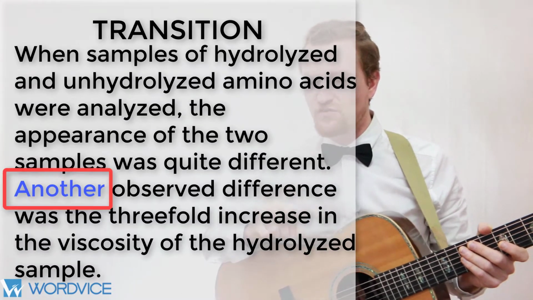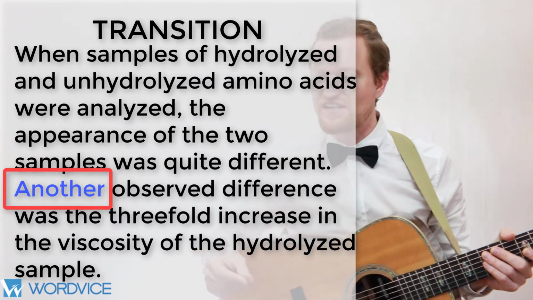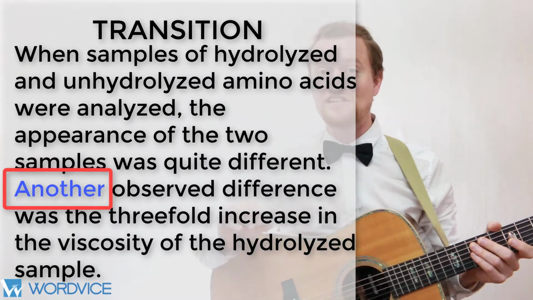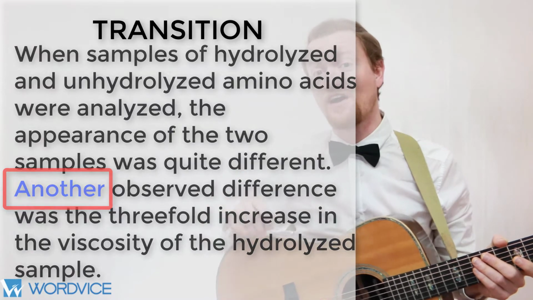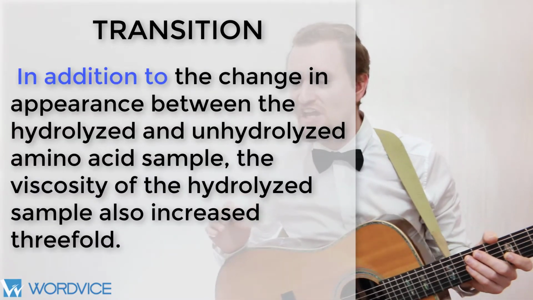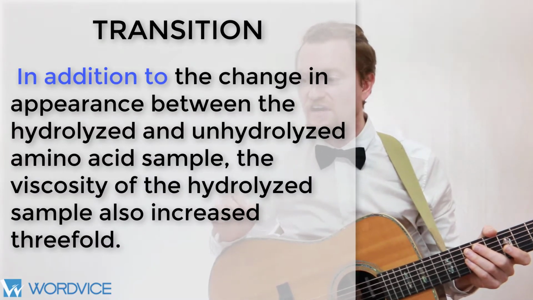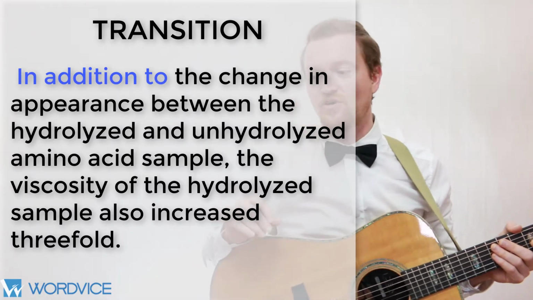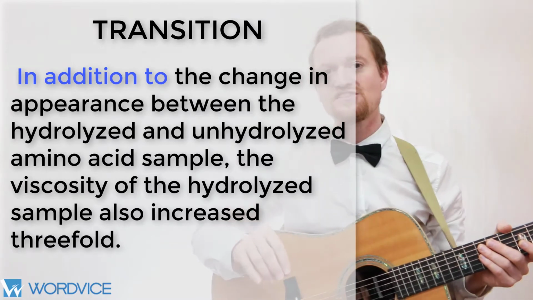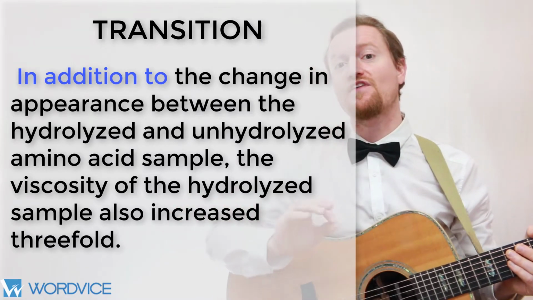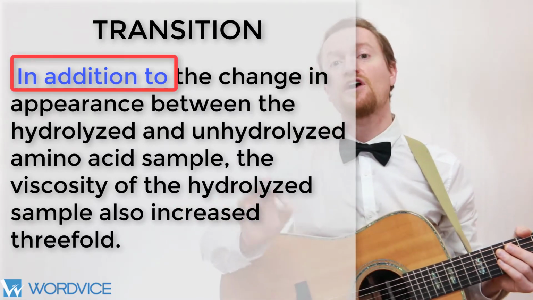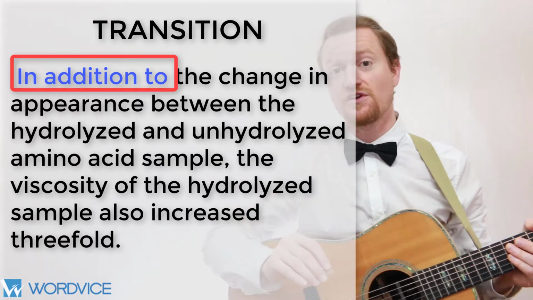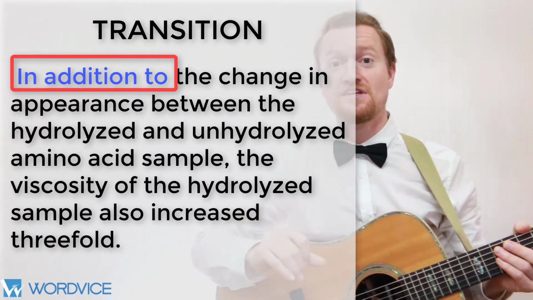Here's another way we can write that second sentence. Another observed difference was the threefold increase in the viscosity of the hydrolyzed sample. And finally, let's use in addition to start off this sentence. In addition to the change in appearance between the hydrolyzed and unhydrolyzed amino acid sample, the viscosity of the hydrolyzed sample also increased threefold. Because the author has included the transition at the very beginning of this sentence, the reader understands that this sentence is going to contain at least two key pieces of information.